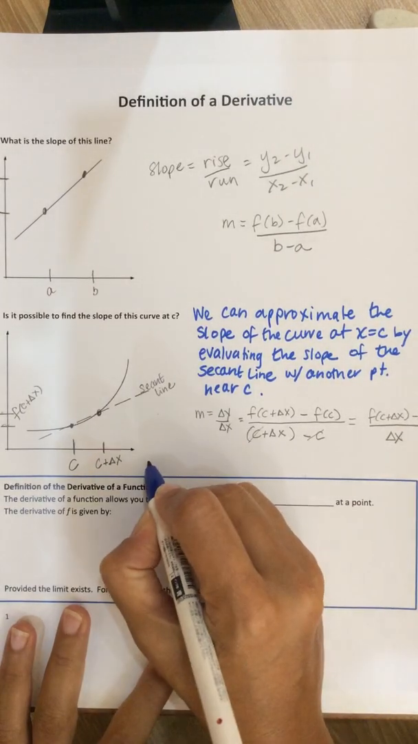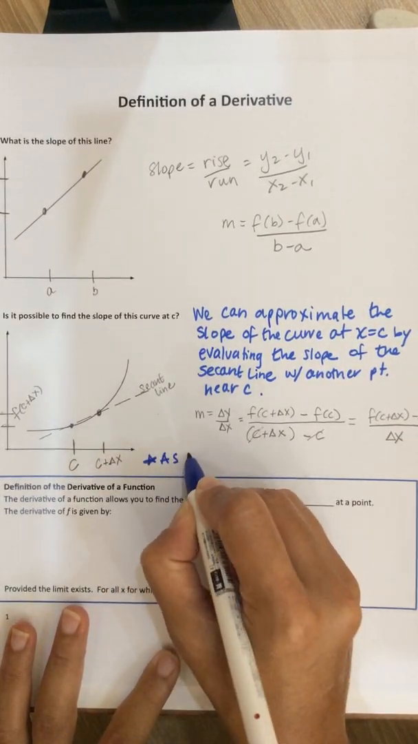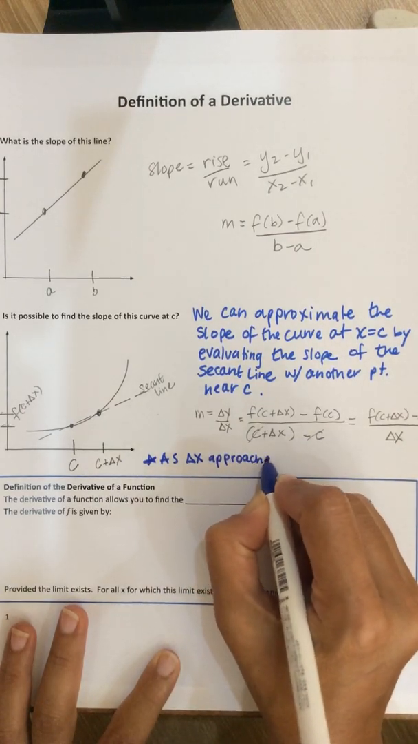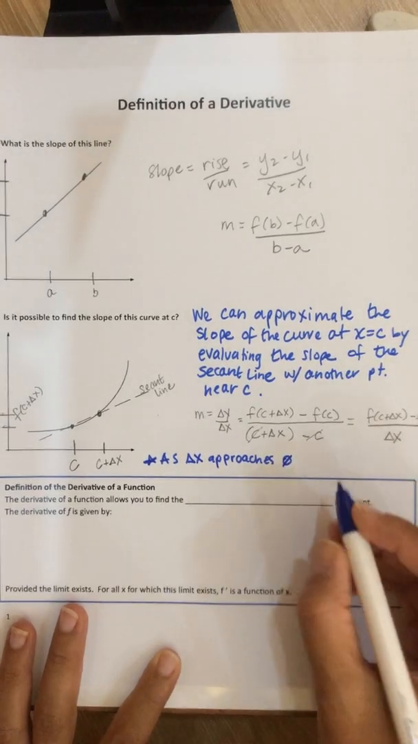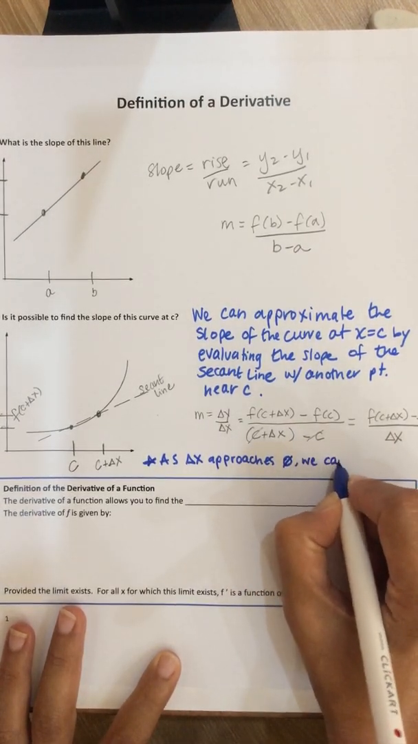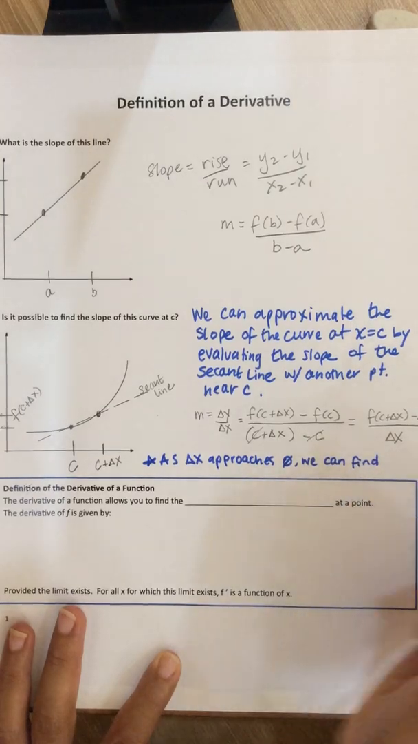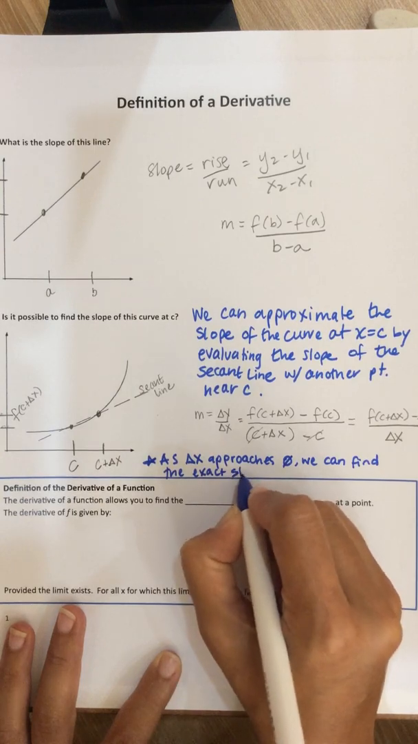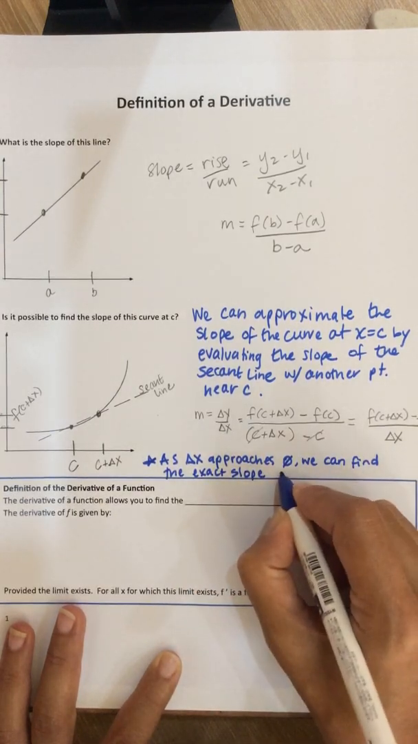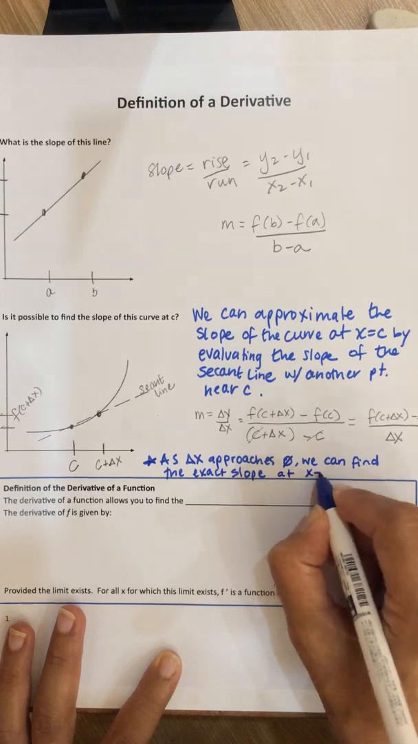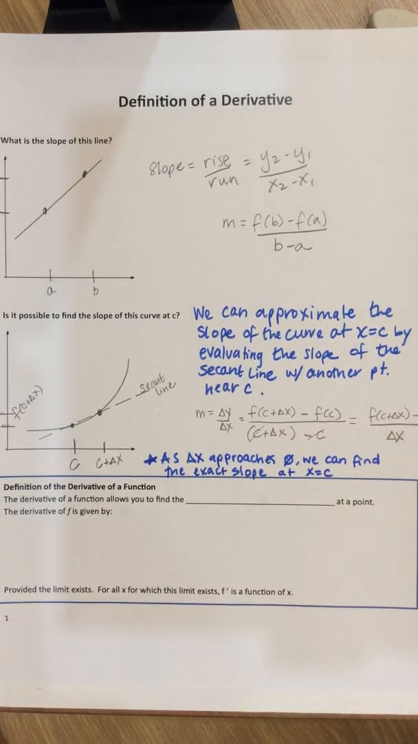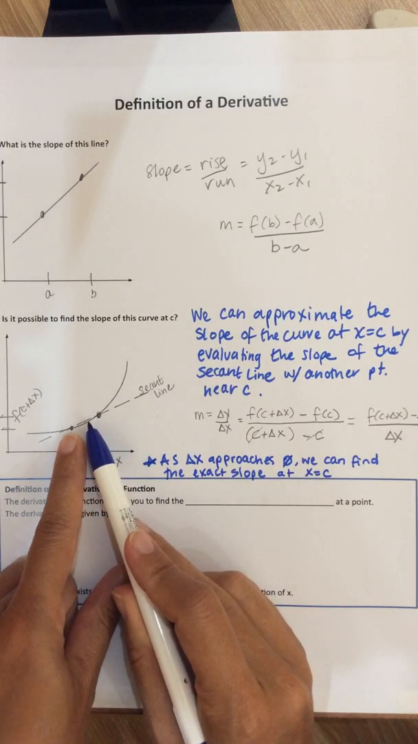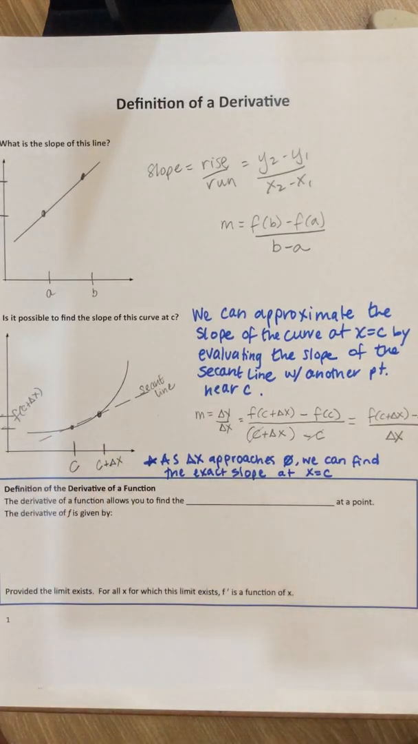So what I'm going to write down here is, as the change in x approaches 0, as it gets smaller and smaller, we can find the exact slope at that point, x equals c. Right? So we can make it smaller. I keep narrowing it until it's infinitely small.